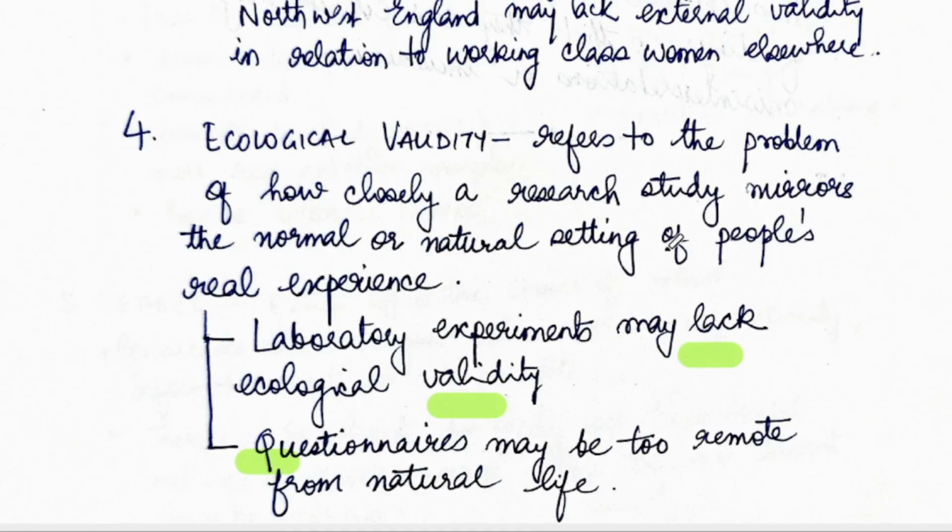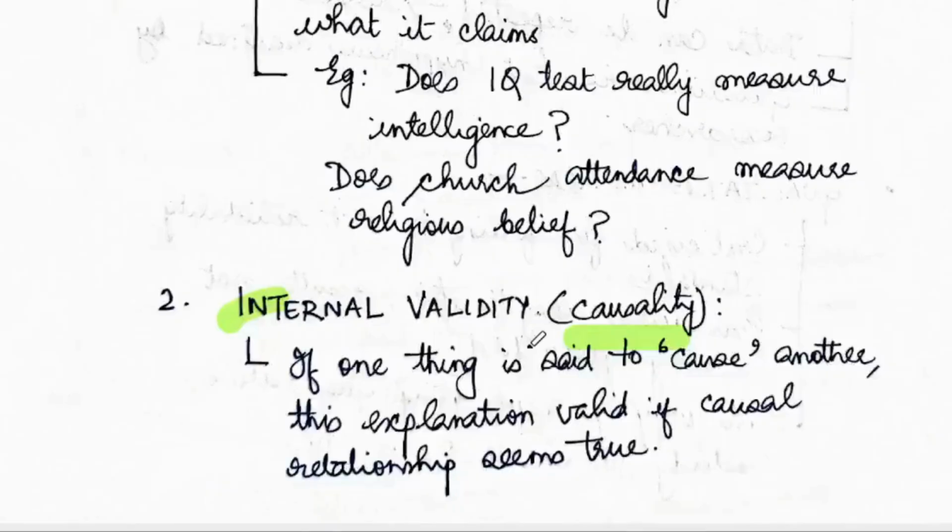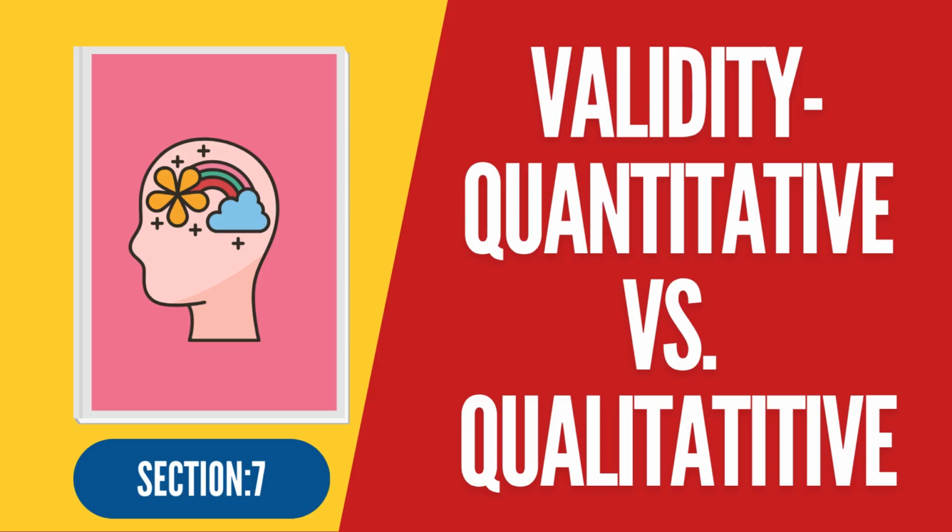Why? Because in laboratory settings or artificial settings, people will not respond in an actual or real life way, in the way they are actually living. So these are the four types of validity which we must look for in our study, in our measuring tool while we are doing our research.